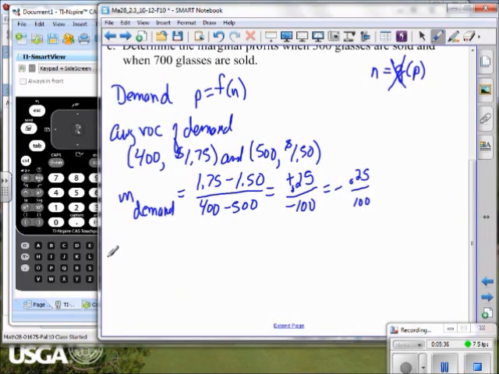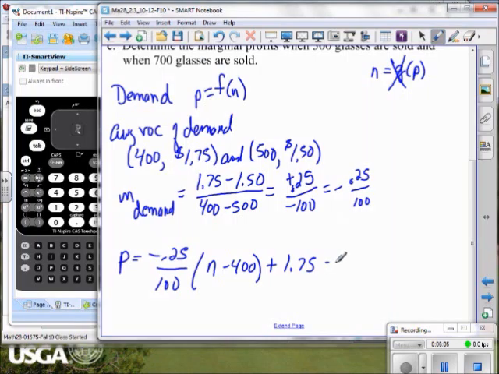So let's see. We've got P equals negative 0.25 divided by 100 times n minus 400 plus 1.75. The 400 and $1.75 is from our point. Do I need to put n and p over those? No, I think you can figure it out.